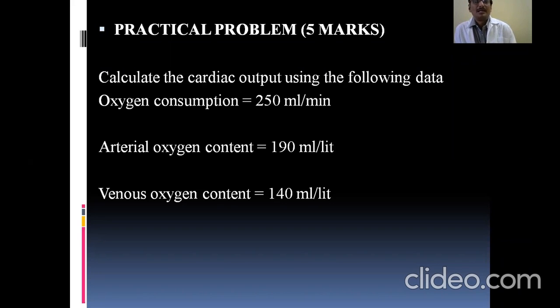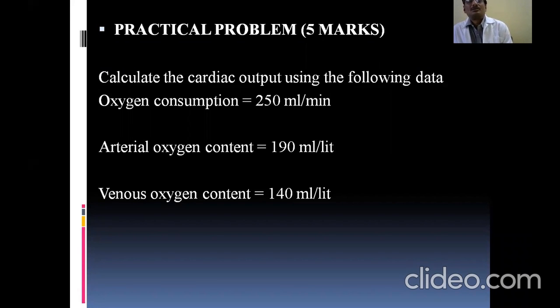So the meaning here is the arterial blood has about 190 ml of oxygen per liter of blood, whereas venous blood has only 140 ml per liter of blood. Now venous blood goes through the lungs, where it gets oxygenated and leaves as arterial blood to the entire systemic circulation. We have already calculated oxygen consumption per minute as 250 ml. So 250 ml is being exchanged between the atmospheric air and the venous blood before it leaves as arterial blood.